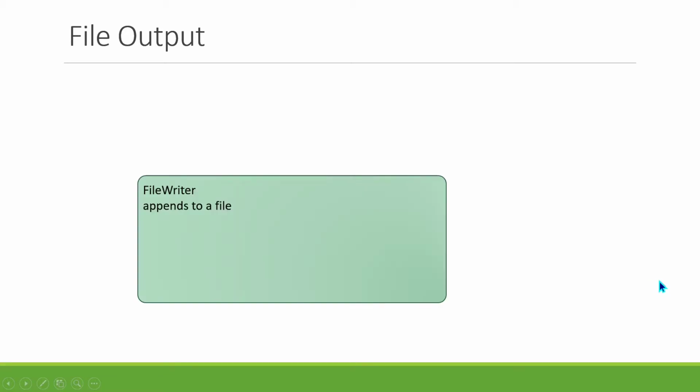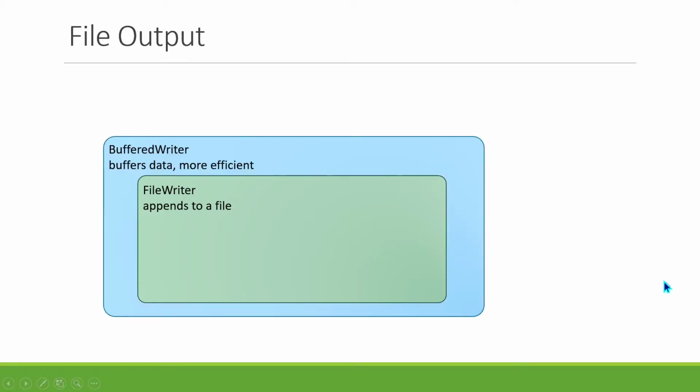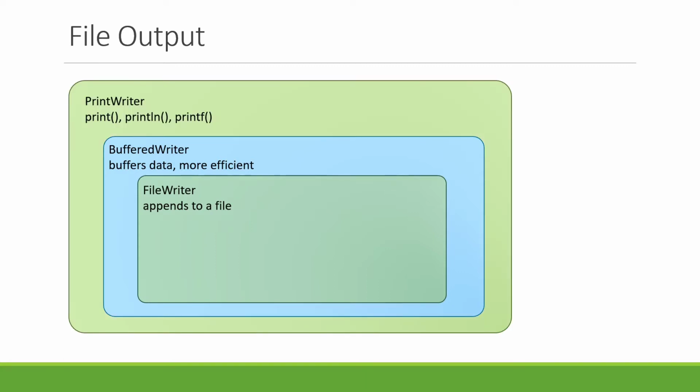So how this is going to work is first we're going to construct a file writer to allow us to append to the file. We're going to take that file writer object and wrap it inside a buffered writer. We instantiate the buffered writer and pass the file writer into its constructor. Then we take this buffered writer and pass that into the constructor of the print writer. That allows us to construct a print writer, buffered writer, file writer. So it's basically 3 streams all wrapped around each other.